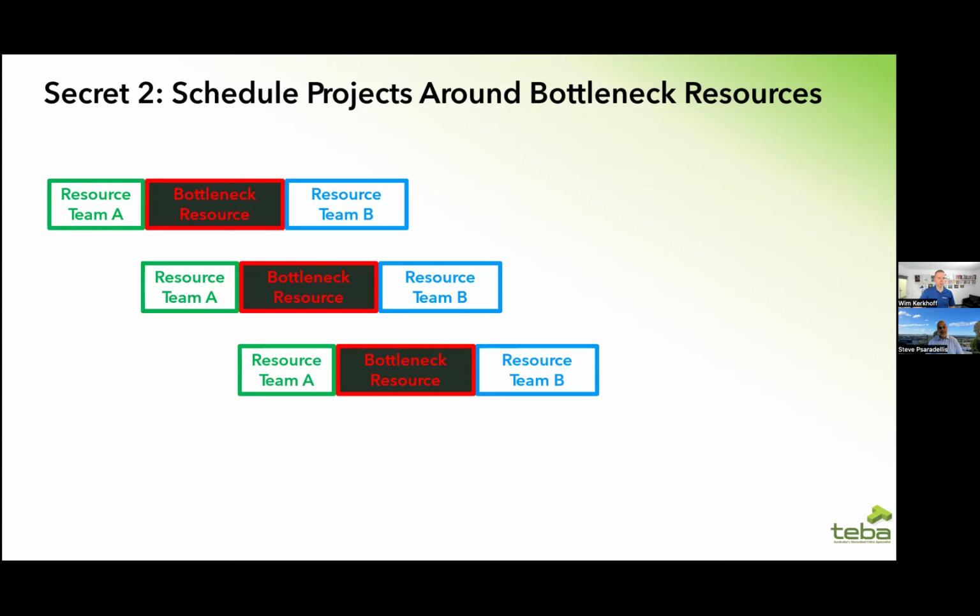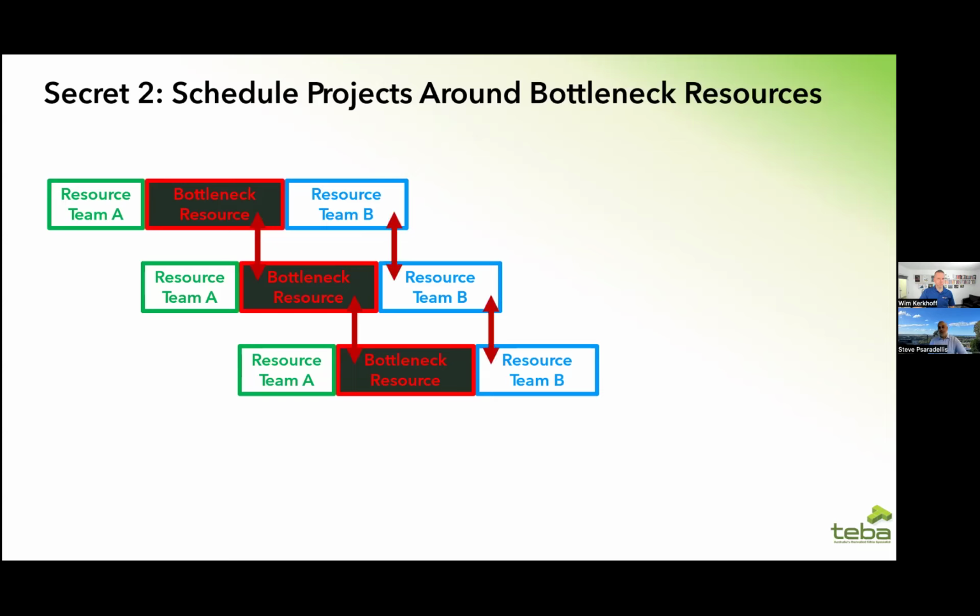Oh, it's going to push out. Yeah, why? Because we've got conflicts here. The bottleneck resource cannot be in two places at once. Okay, not possible. In fact, you can see resource team B is also overlapping, but they are much, much less important to what we're about to do.